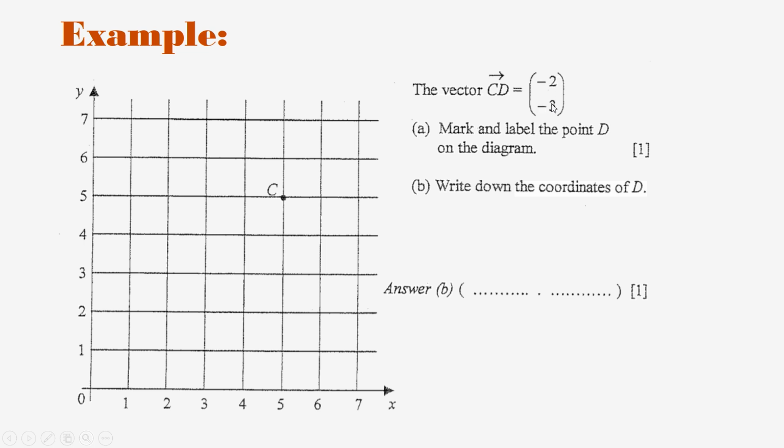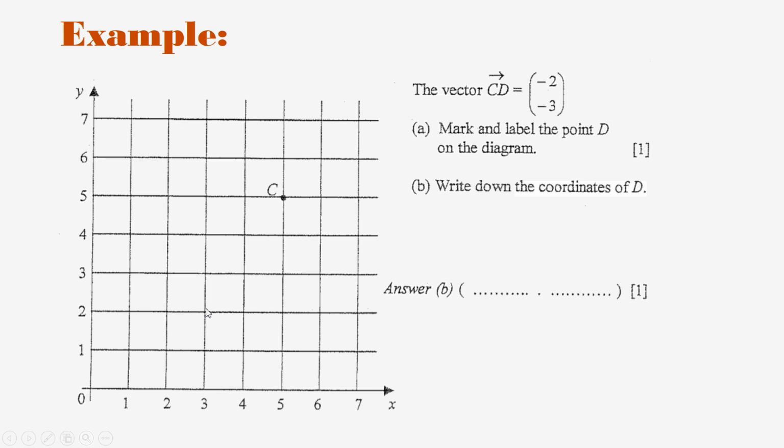So mark and label the point D in the diagram. So they don't want you to draw the vector. Be aware of that. They're not asking you to draw this vector. They're asking you just to mark the point D. So in going from C to D, you go back by 2 and down by 3. So from C, go back by 2, down by 3, and they just want you to mark in point D.